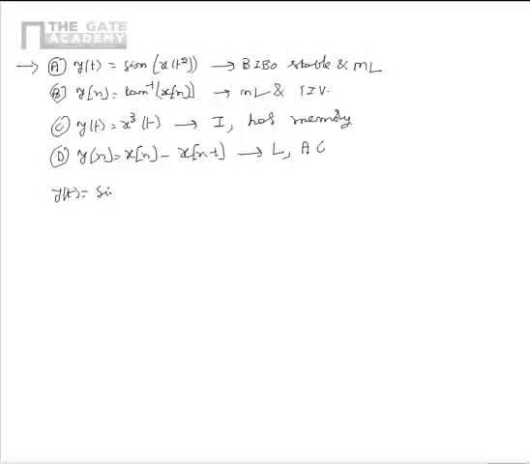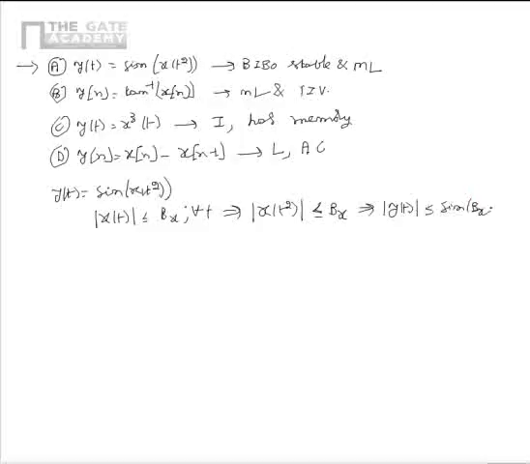If we pick the system y of t is equal to sine of x of t square, here if we give a bounded input, that is mod of x of t less than or equal to bx, where bx is finite, so this is the case for every t, then we can say that mod of x of t square is less than or equal to bx. So that implies mod of y of t is less than or equal to sine of bx. As bx is finite, sine of bx is also finite. So we can say that the system is BIBO stable.